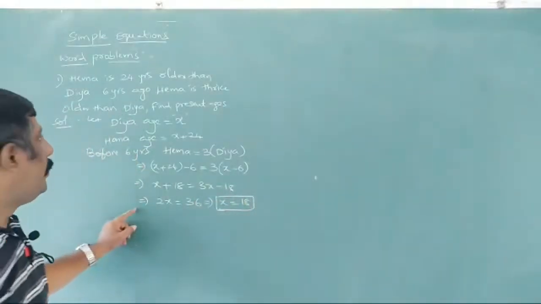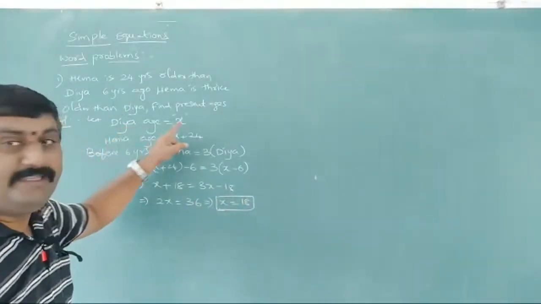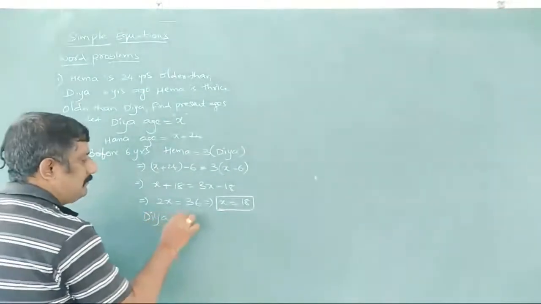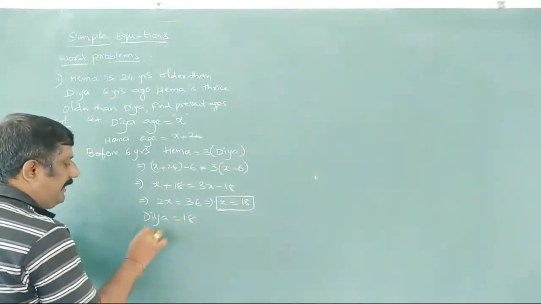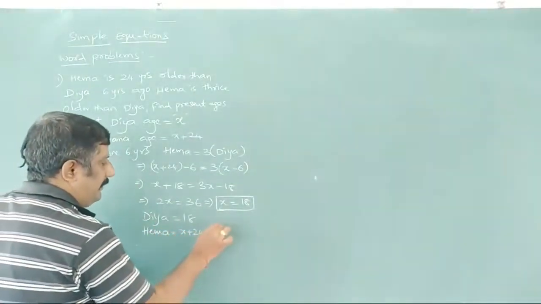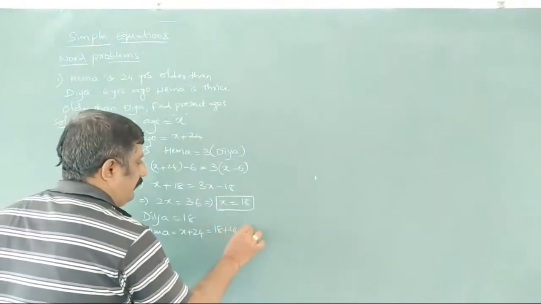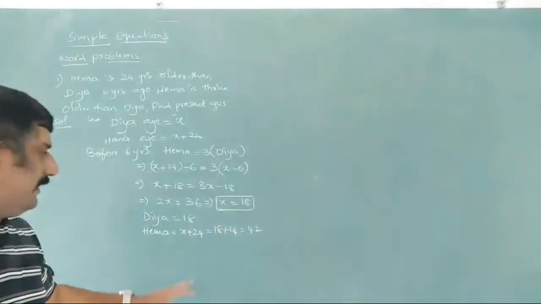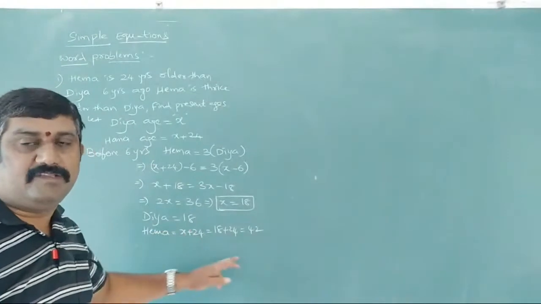So x is equal to 18. Whose age is it? Dia's age is 18, and Hema is X plus 24, nothing but 18 plus 24 is 42. So this is the answer we got here. Dia is 18, Hema is 42.